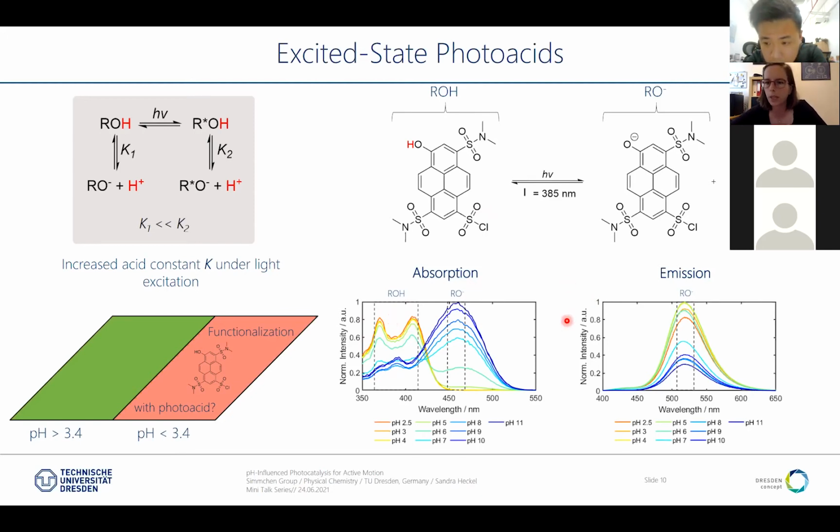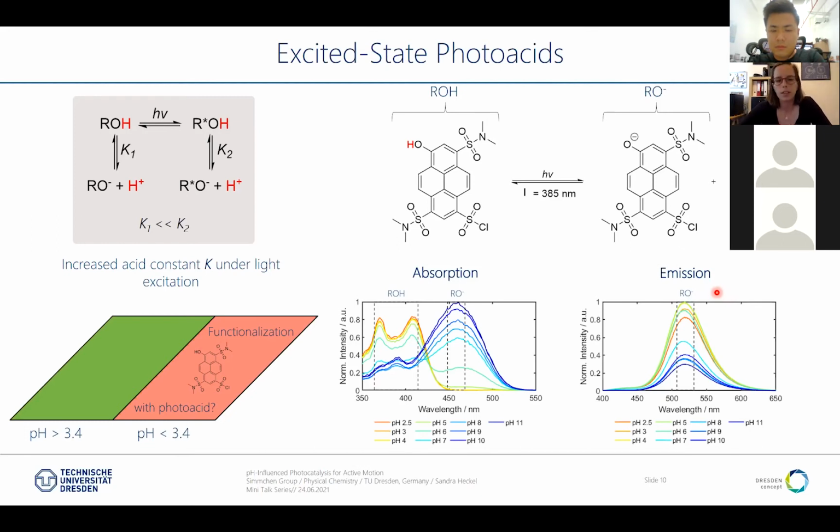In the emission spectrum, however, it is different. You see there's only one peak here, only the peak of the deprotonated form. That's because it doesn't matter at which pH you are or which species is present. As soon as you shine light to excite it, it will do excited state proton transfer, and you only ever see the emission of the deprotonated form. So this is exactly the proof that we have this excited state photoacid here.